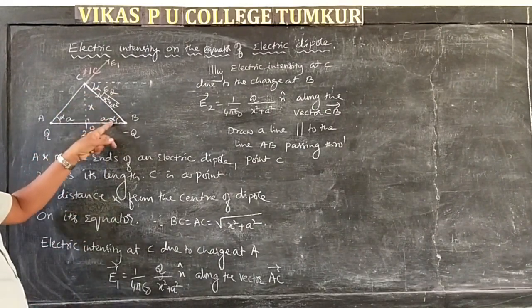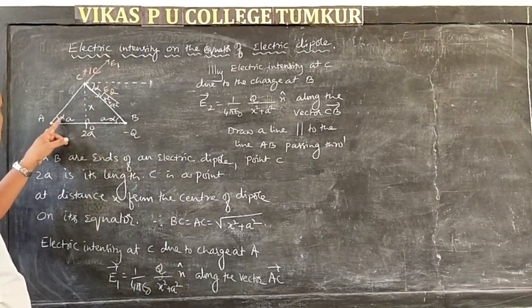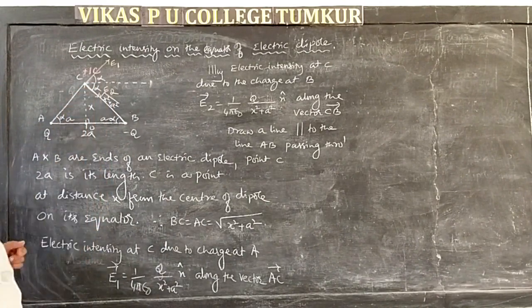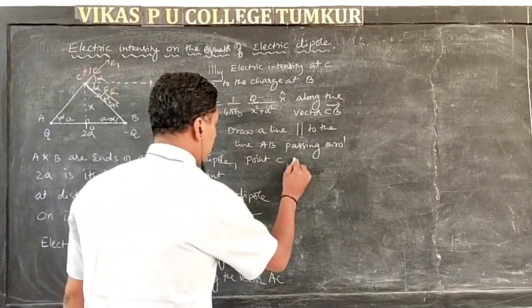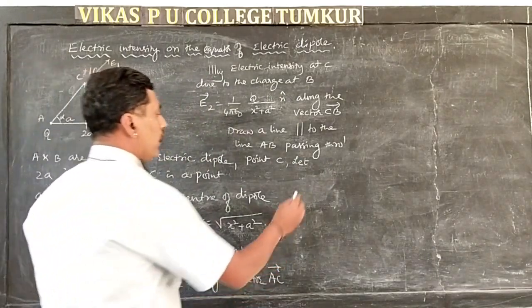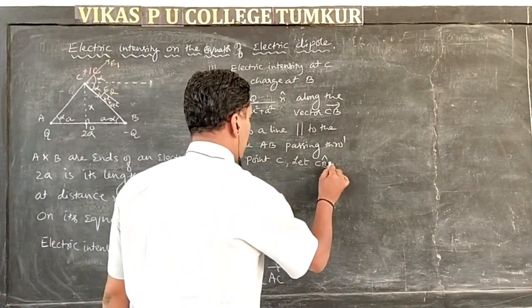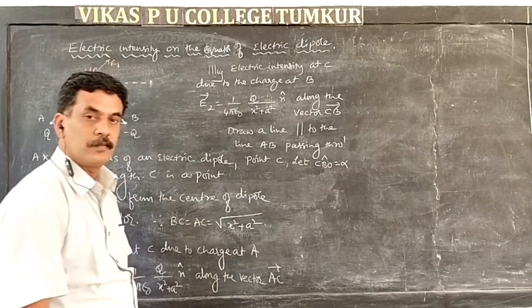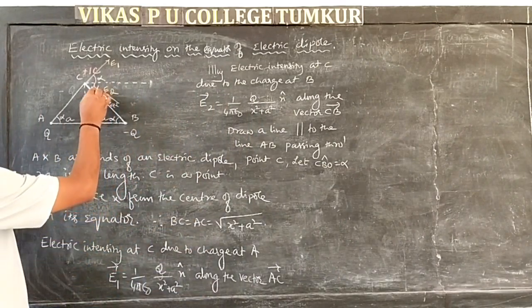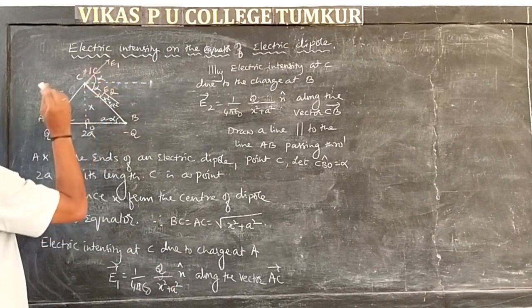Comparing these two, they are alternate angles, and since these are parallel lines, naturally these two angles will be equal. If this is alpha, this is alpha. But these are corresponding angles. So let angle CBO be equal to alpha. Okay, this is alpha, and this is alpha, because these two are corresponding angles and these two are alternate angles.